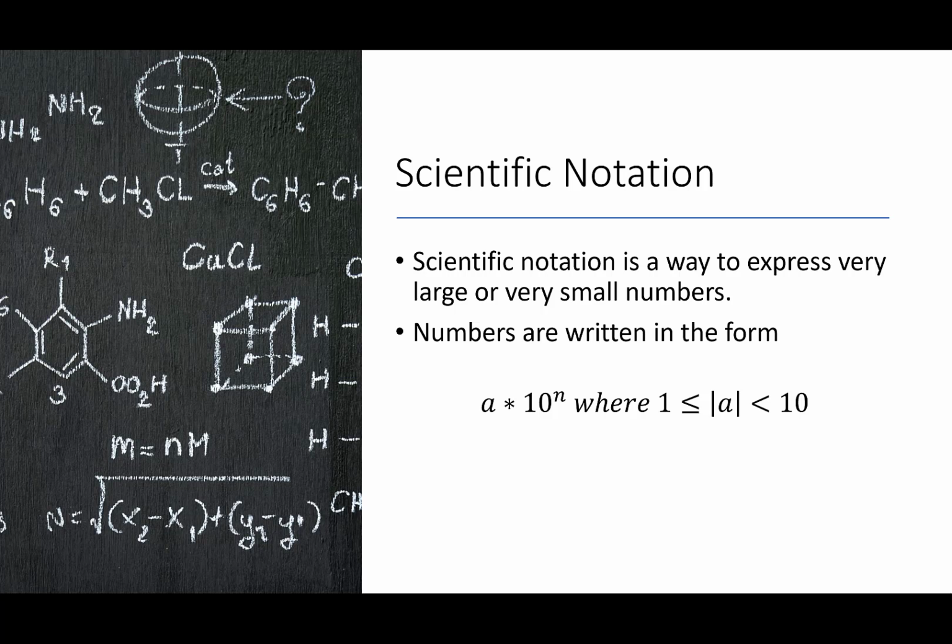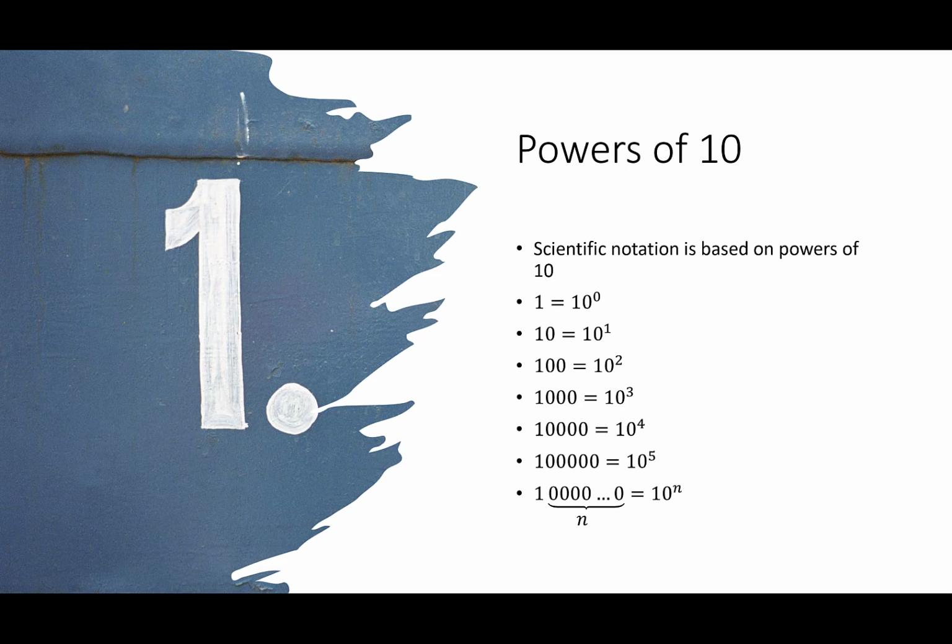As we start to use scientific notation, numbers are going to be written in the form a times 10 to the n, where this number a in absolute value is greater than or equal to 1 and less than 10. So we always want to make sure that this number a, and it doesn't matter if it's positive or negative, that's why we have the absolute value there, is at the smallest equal to 1 and at the largest is less than 10.